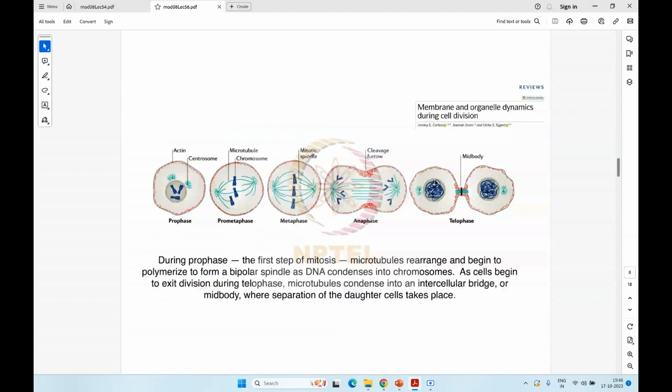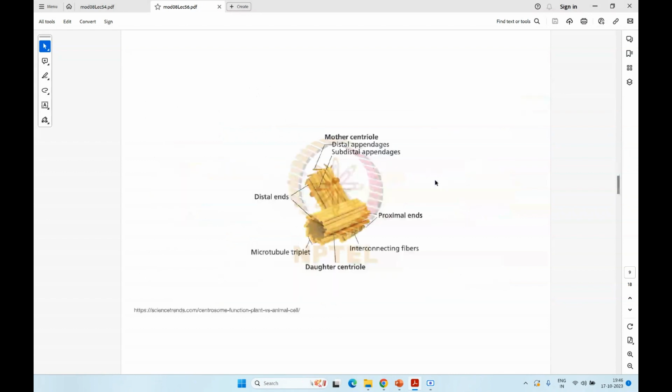Okay, this is what a centrosome looks like. There are two centrioles present in each centrosome, and this also has a nine triplet, no, sorry, nine doublet, 9+0 conformation of.